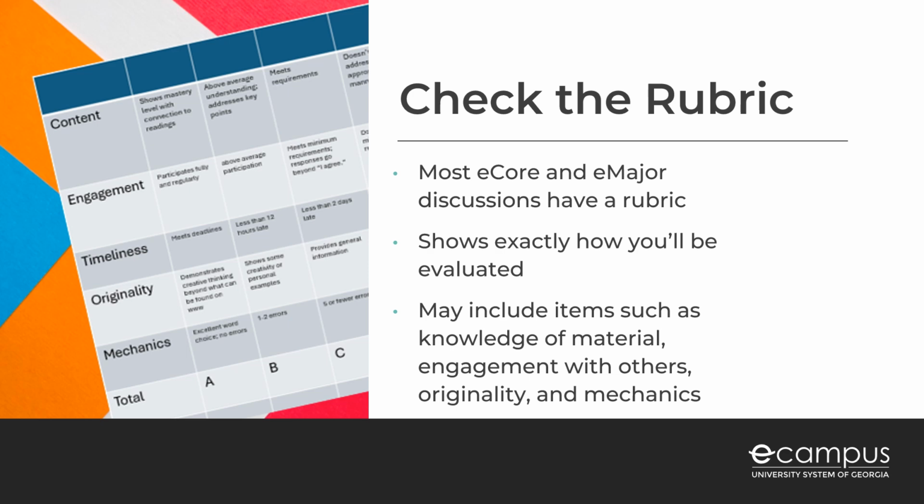Most discussions will have a rubric associated with them. This is exactly what the instructor will likely utilize to grade you. These are often things like whether or not you show real evidence of utilizing your readings, your originality, participation, engagement with other students, and spelling and grammar. Before you make your post, you might grade yourself using the rubric and make adjustments as needed.